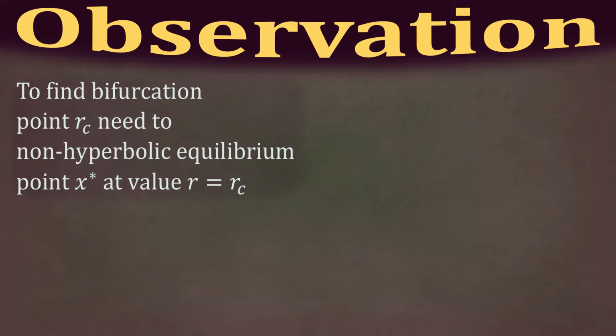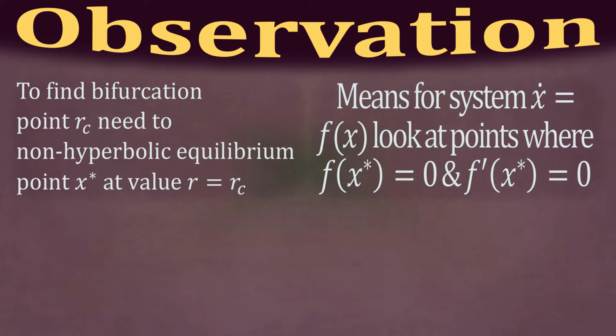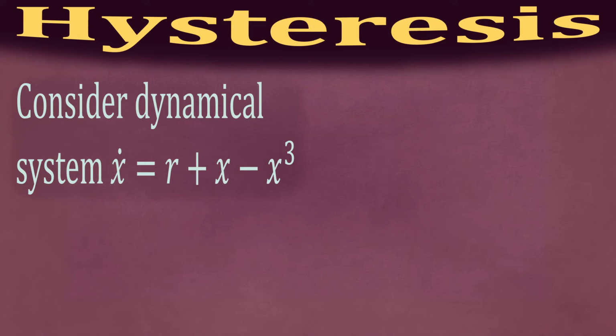To find a bifurcation point rc, we need to have a non-hyperbolic equilibrium point x star at the value r equal to rc. This means that for a system x dot equals f of x, we look at the points where f of x star is equal to 0 and f dash of x star is also equal to 0. Next, let's discuss hysteresis.